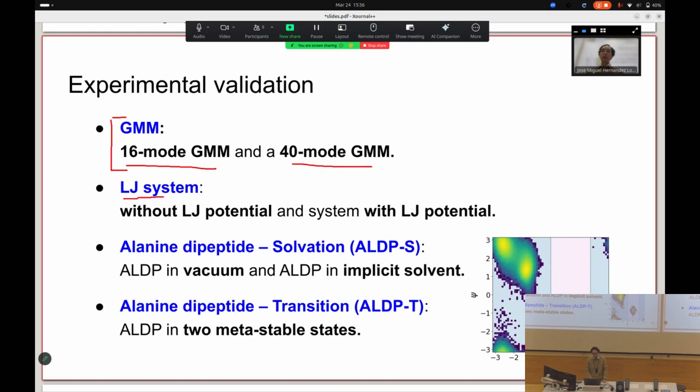We also tested on a Lennard-Jones system. This is a synthetic system of particles that interact according to some potential energy. And we are going to calculate the free energy difference between the particles affected by this potential and the particles without the potential. And then we tested also on a molecule that is called alanine dipeptide. It's a simple amino acid. And we are going to calculate free energy differences between this molecule in vacuum and in some implicit solvent or in two states.